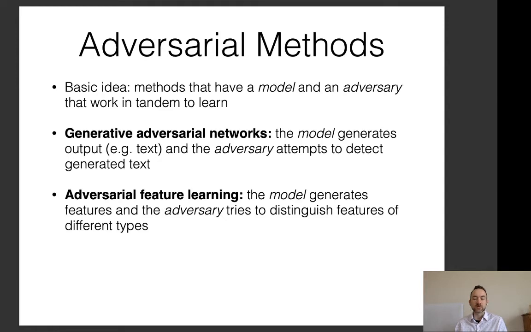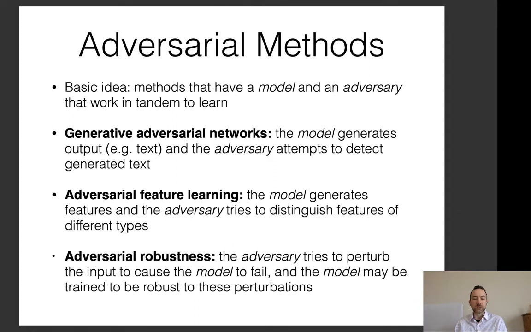Adversarial feature learning is another variety where the model generates features, for example through an encoder, and the adversary tries to distinguish features of different types in order to move them together or spread them farther apart. In adversarial robustness, on the other hand, the adversary tries to perturb the inputs to cause the model to fail. In the case of adversarial training, the model may be trained to be robust to these perturbations. So all three of these are different in flavor, but they're all the same in that they have a model and an adversary. I'm going to go through some examples of each of these types of methods.